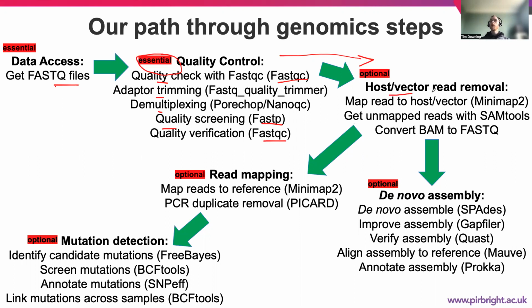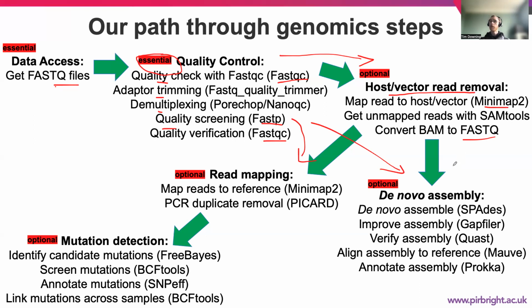So we might remove host or vector reads depending on what we're looking at. So we might therefore map our reads to the host or vector reference genome with Minimap 2 or equivalent, get the unmapped reads, which you'd expect to be the vast majority of them, and then convert that BAM to FASTQ. So we're still dealing with FASTQ files at this point, even if we skip this step and go straight to read mapping or assembly.